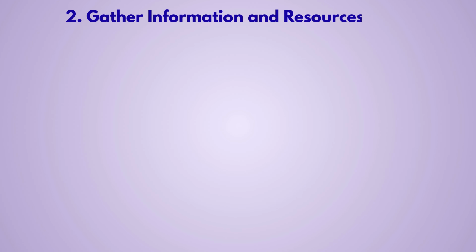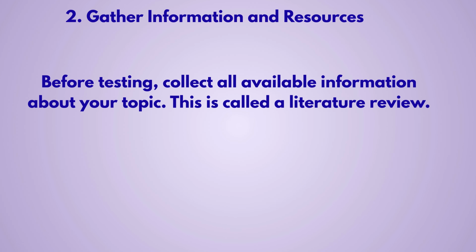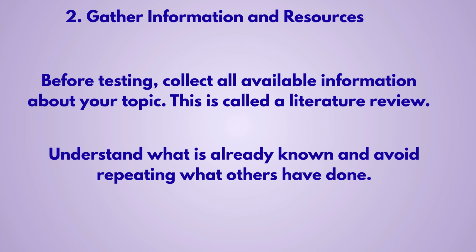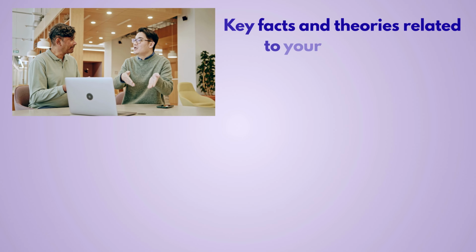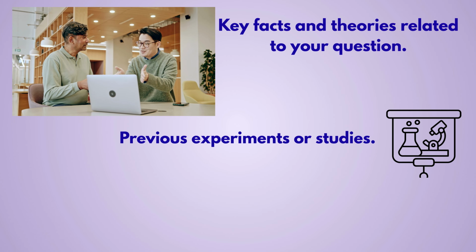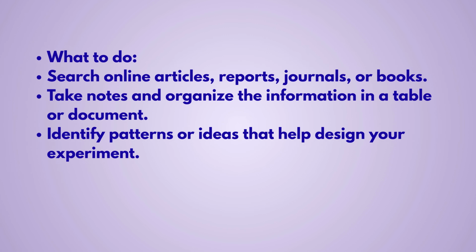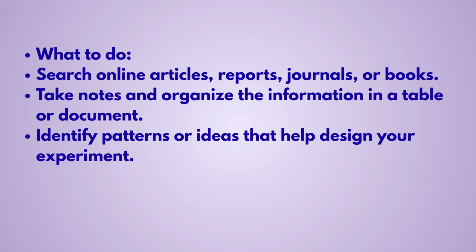2. Gather information and resources. Before testing, collect all available information about your topic. This is called a literature review. Understand what is already known and avoid repeating what others have done. Read about key facts and theories related to your question, previous experiments or studies, gaps in knowledge you can explore. What to do? Search online articles, reports, journals, or books. Take notes and organize the information in a table or document. Identify patterns or ideas that help design your experiment.